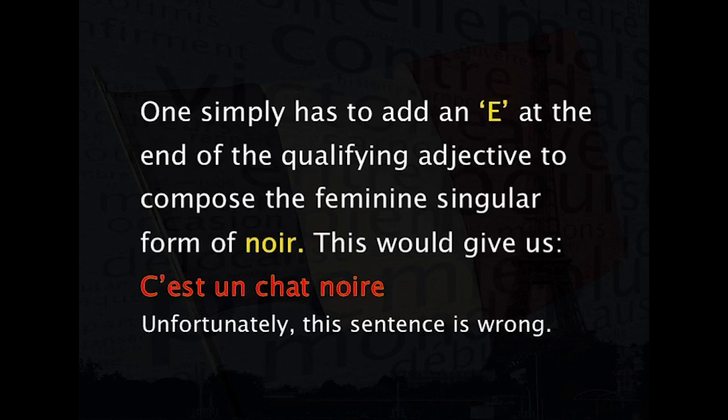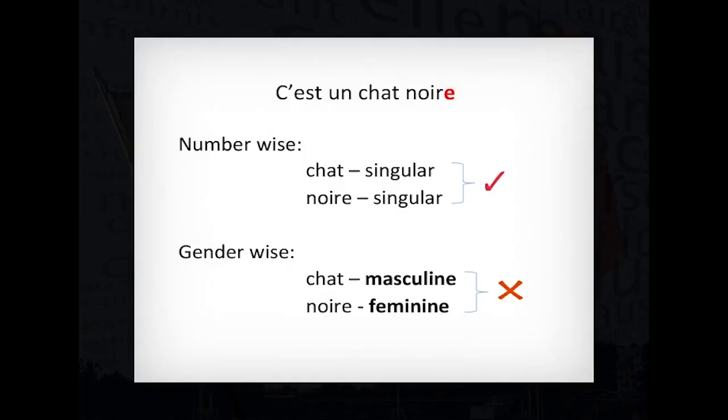Unfortunately, this sentence is wrong. In the beginning of this lesson, I had told you that the adjective has to agree with the number and gender of the noun. In this case, chat is singular, so number wise chat and noir agree. But gender wise, the qualifying adjective does not agree with the noun. Chat is a masculine noun, whereas noire is feminine. In order to rectify this mistake, one must convert the masculine form into feminine.